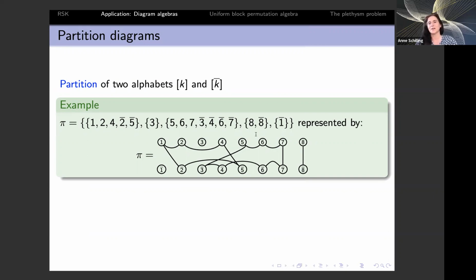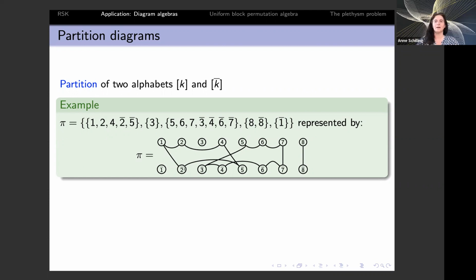So what is a partition? These are non-empty subsets of the full set, and the intersection of any two such sets should be empty as well, so there should be no overlap. You can see that every letter in the union of 8 and 8 bar is indeed in this partition. We represent this partition by a diagram where we write the unbarred letters in the top and the barred letters at the bottom. Then we connect all the letters that are in one of the blocks of the partition. For example, 1, 2, 4, 2 bar, 5 bar are together in one block, so in my partition diagram, those letters are connected.